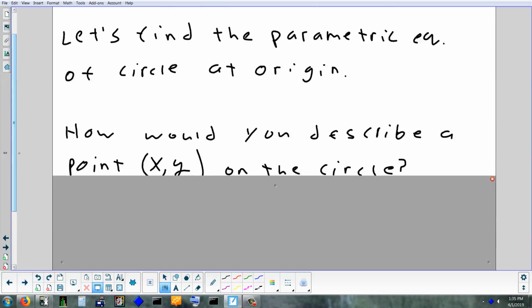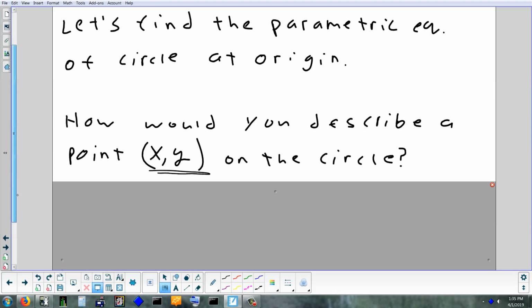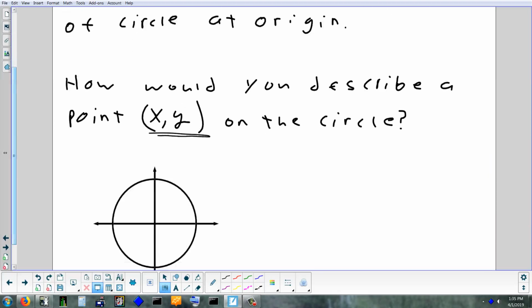In order to figure out what the equation would be of a circle parametrically, what I want to do is forget about the whole circle. Just think of a single point. Just draw a circle and put a point on it. And think, how would I represent that one single point? Like this. That point has an x and a y value. It has a horizontal distance from the origin, and then it has a vertical distance from the origin.